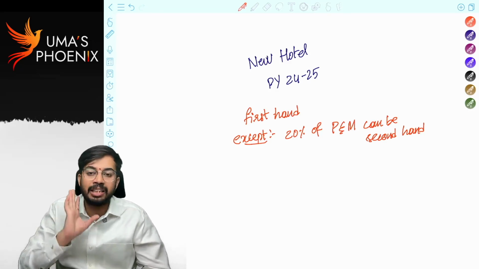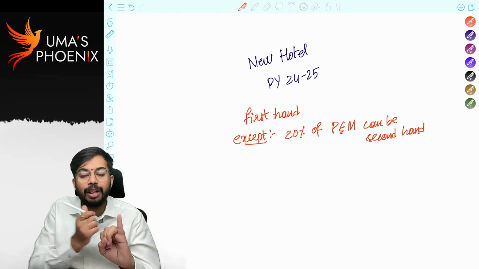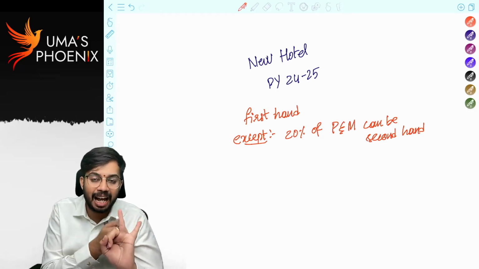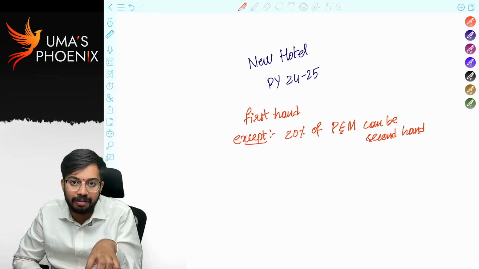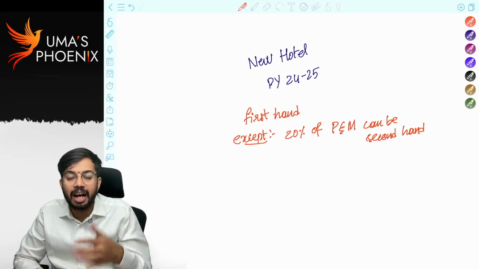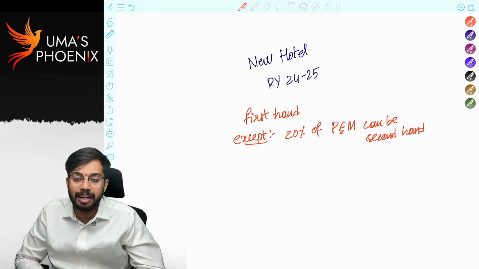Here another relaxation was also given. First relaxation is out of total plant and machinery, 20% of plant and machinery can be second hand. Second relaxation, if I import any machinery from outside India, even though it is second hand, in India it will be deemed as first hand plant and machinery. Are you able to understand?